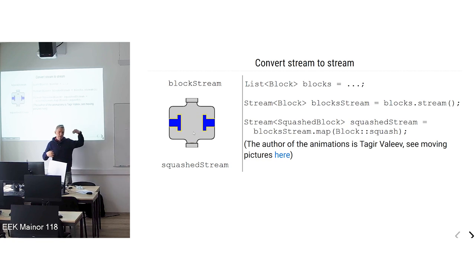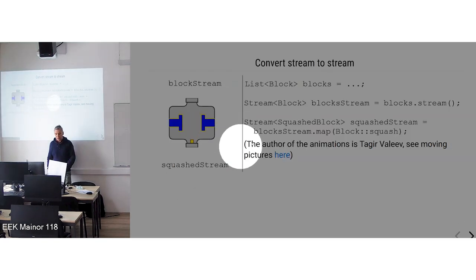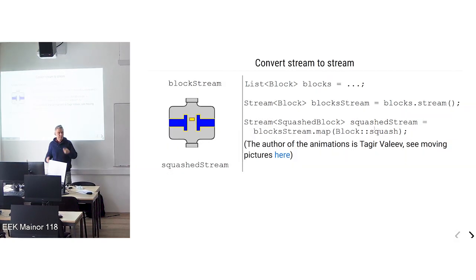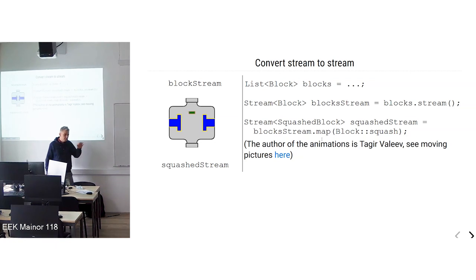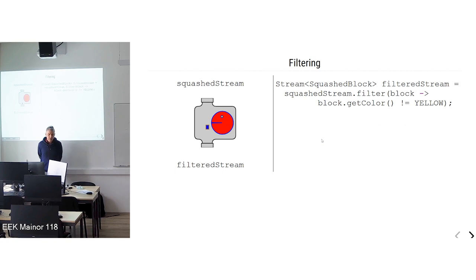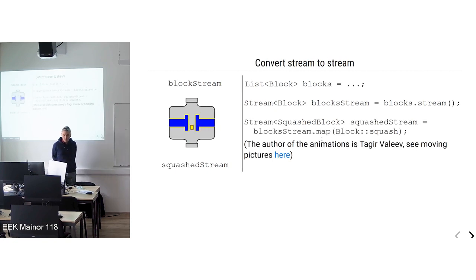So we have some sort of input, we have a mapping function. So Block::squash is the mapping function here. And we have output. And you will also encounter this map method in many, many other languages. You will encounter map in JavaScript, in TypeScript, in Python, in Kotlin, of course. There are lots of languages with the map method that works like this.